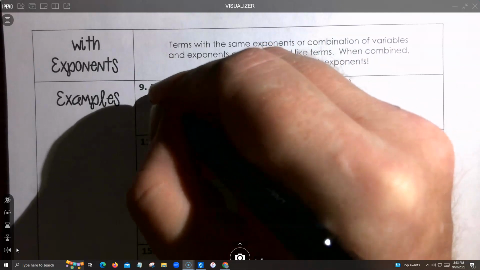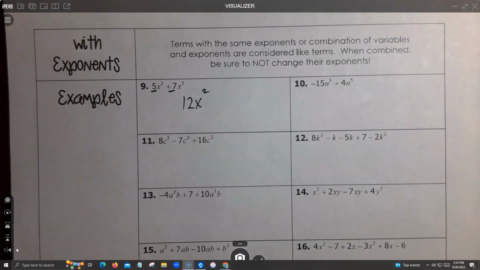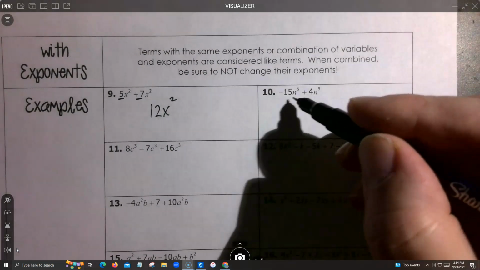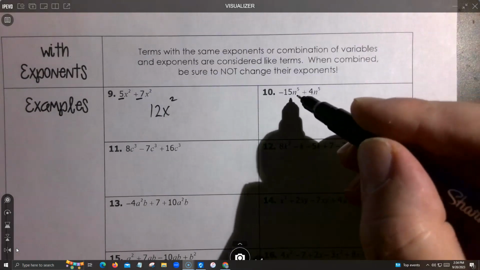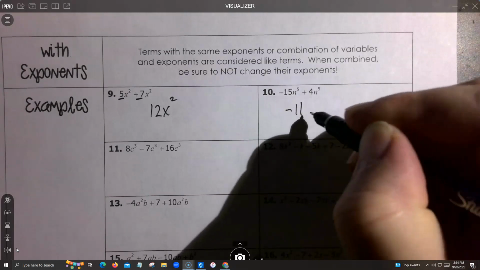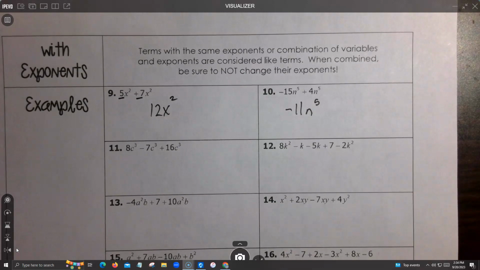Again, all I'm doing is putting those coefficients together. That's all I'm doing. Notice the exponents do not change. You do not change exponents when you're adding or subtracting. You only change exponents when you're multiplying. There's no multiplying going on here. Everything is just either adding or subtracting. All right, so number 10. I got a negative 15 and a positive 4. So negative 15 and a positive 4 is a negative 11. And again, I just write down my letter and the exponent.